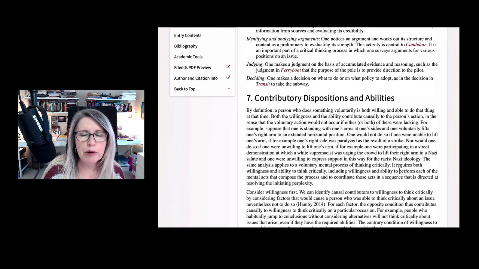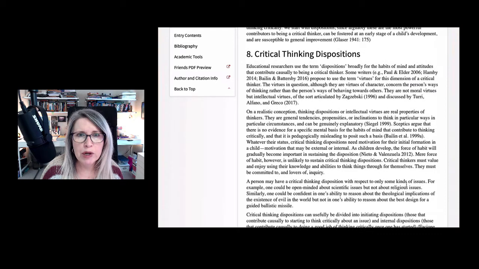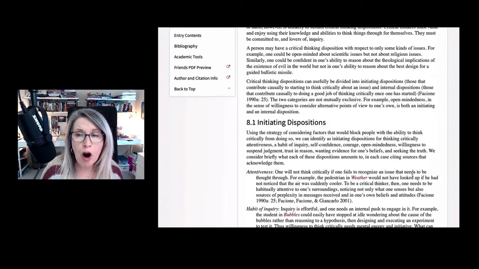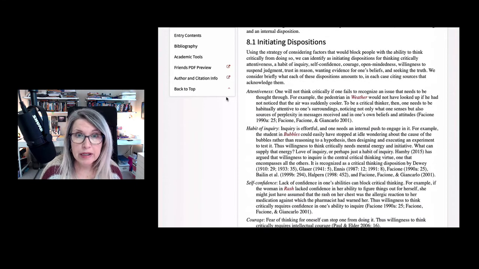All right. So I already talked about dispositions and abilities, but I'm going to very quickly go over what some dispositions are that you need to have in order to be a critical thinker. Attentiveness. I think critical theorists teach people to be very attentive, actually hyper-attentive, hyper-aware, possibly even neurotic.